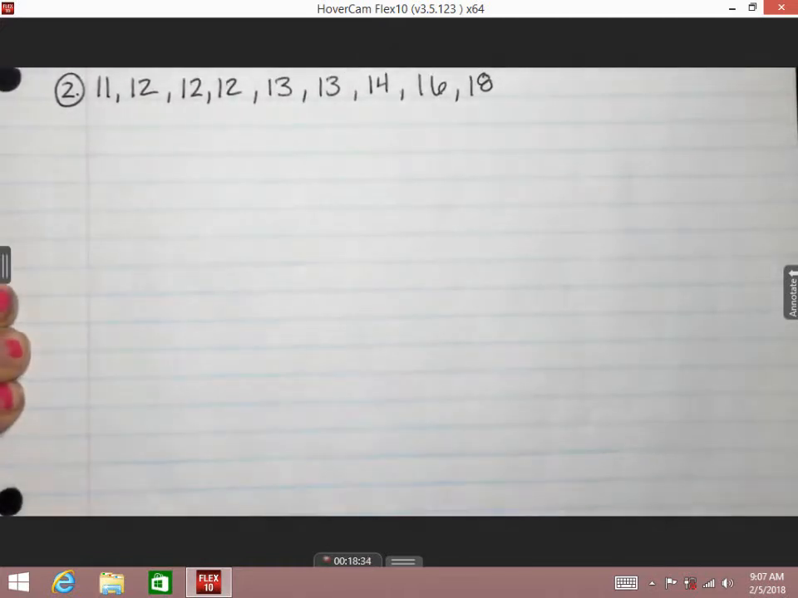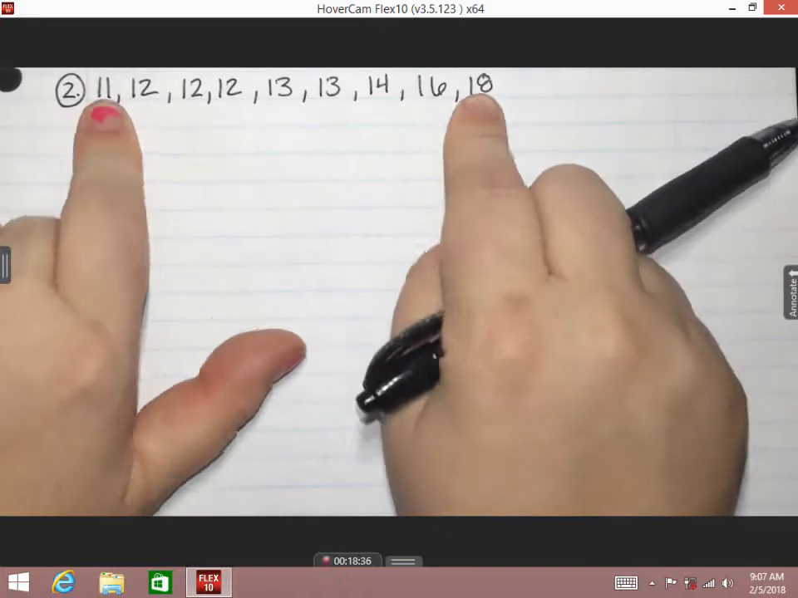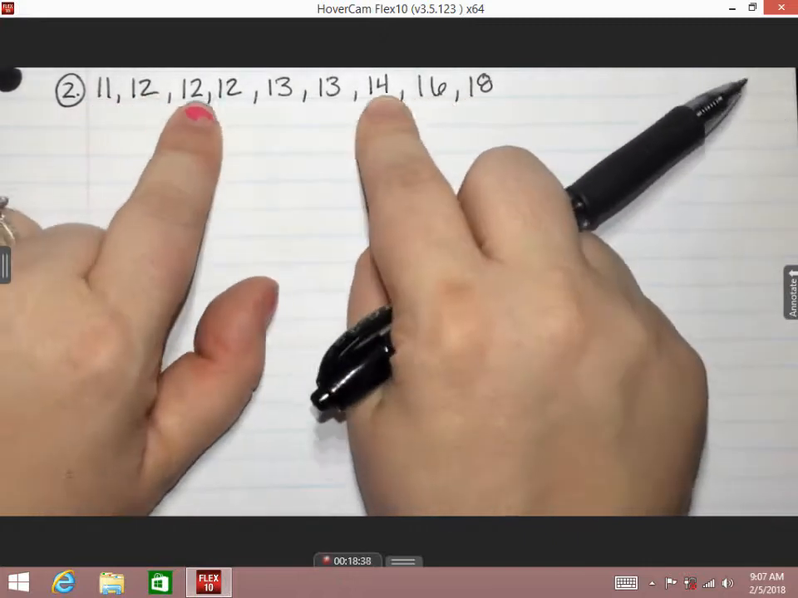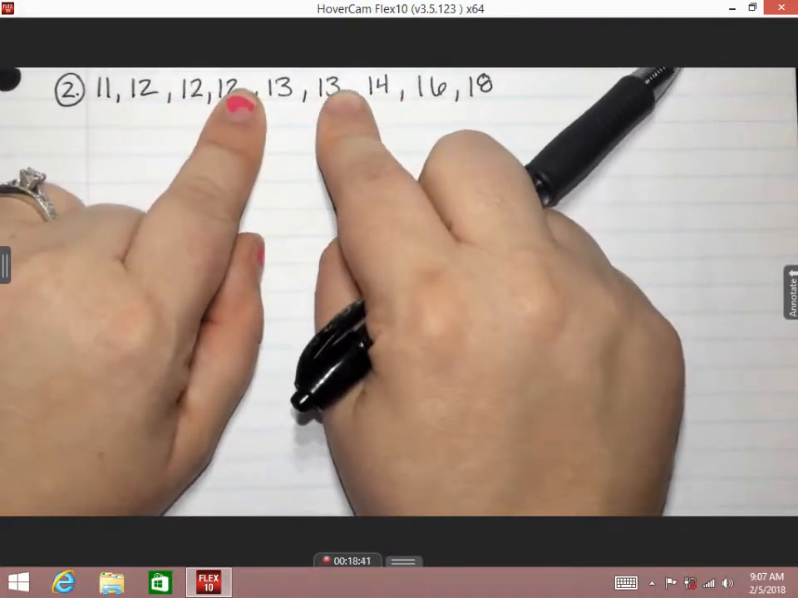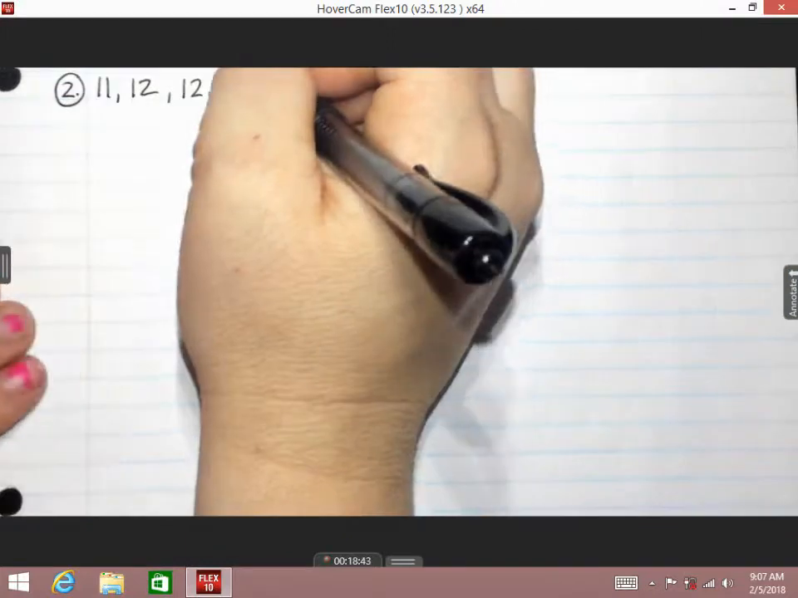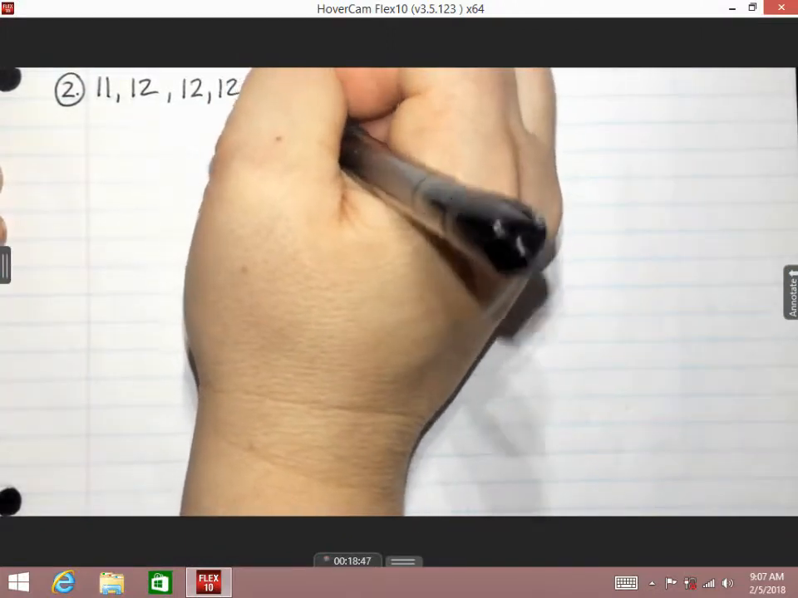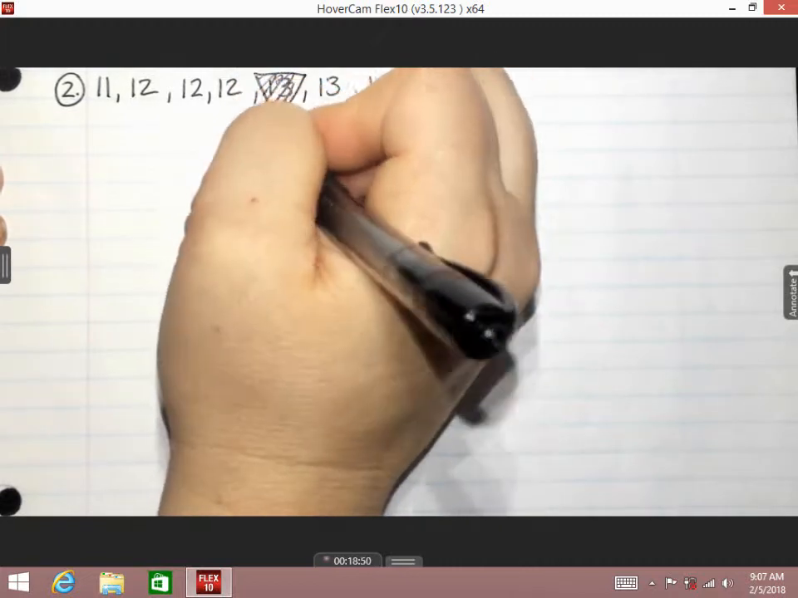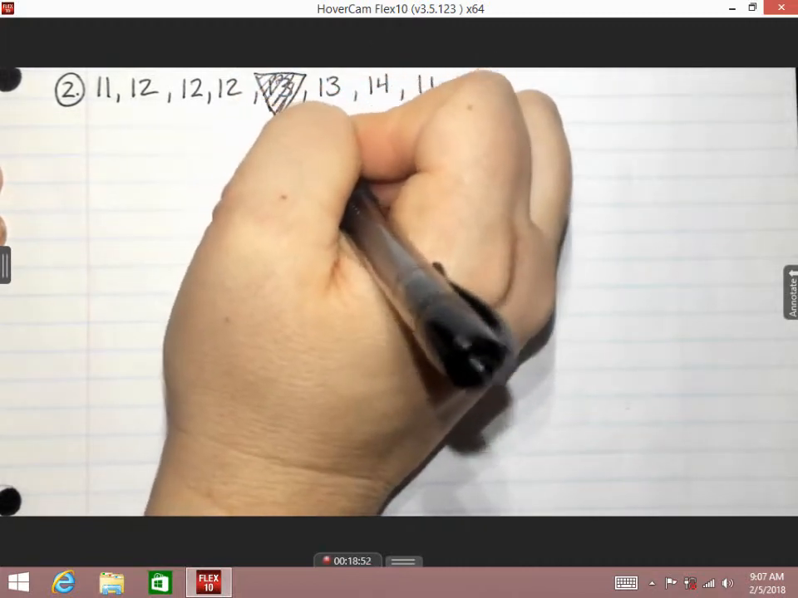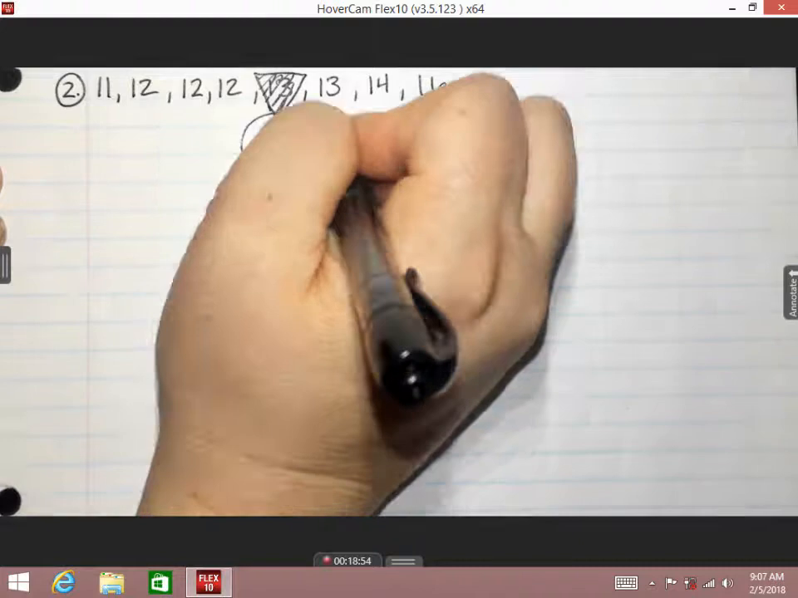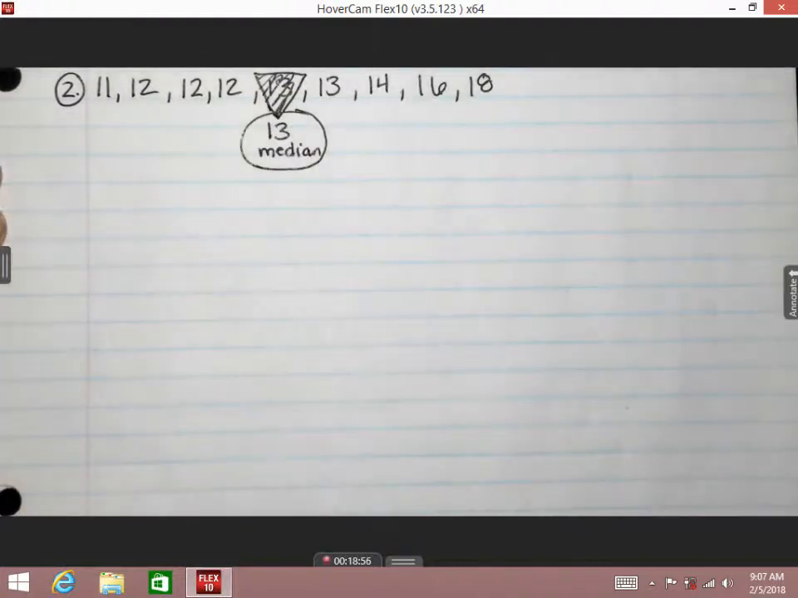All right, so if I go to the center of this, what do we end up with in the center? 13, that first 13. Okay. And again, I like to just make that one big arrow to bring it down and label that as my median. Okay. So we have our median. Now what do we need? Cannon, what do I need after my median?